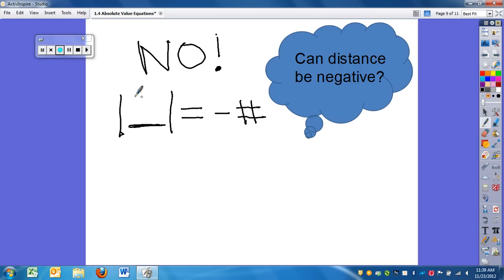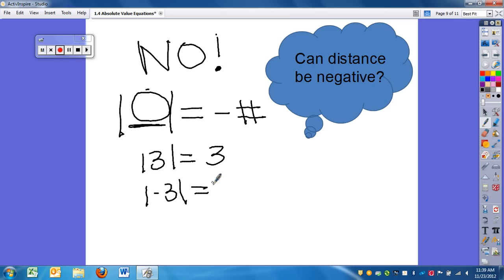And if you think about it, no matter what value or number I put in here, because distance is always positive, it's going to give me a positive answer. The absolute value of 3 equals 3, and the absolute value of negative 3 equals 3. And the lowest number I could have is the absolute value of 0 equals 0. All of these are 0 or higher. So I cannot produce a negative answer.